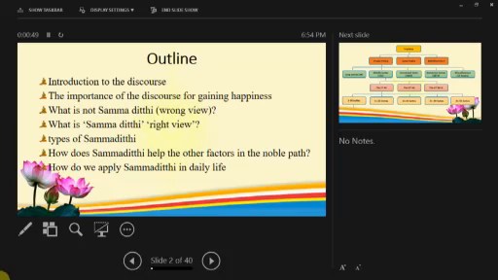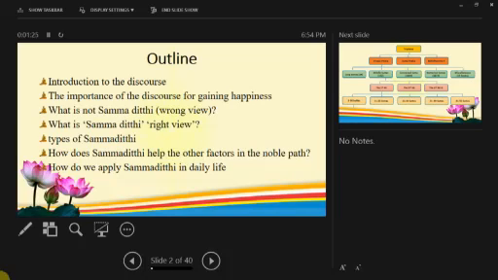To have a sound discussion, I made an outline so you can see that in the PowerPoint presentation. First of all, we would like to discuss the background information of the sutta. It is always necessary because in that part you may know who delivered this discourse and where, for what reason. So introduction to the discourse is important.